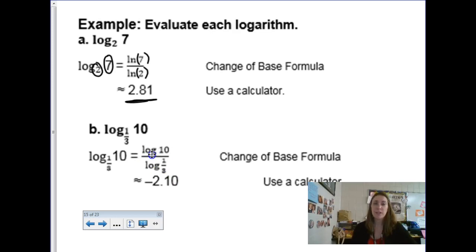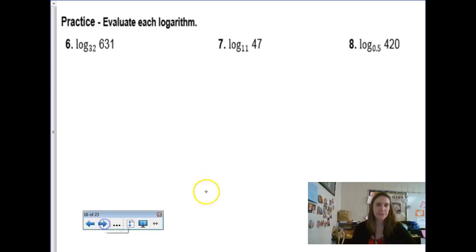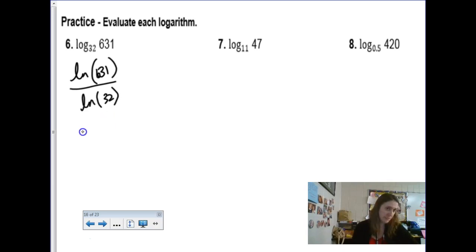This works for common log or natural log. In this particular question, whoever did this decided to switch to a common log. So they did common log of 10 divided by common log of 1/3, and they got that funky little answer. Here, if we're practicing these, I always use, this sounds awful, natural log because it's 2 letters instead of 3, and it's easier for me to write. So natural log of 631 divided by the natural log of 32, and it gets roughly 1.8603.